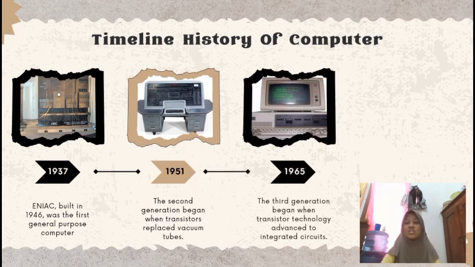And the third generation of computers is 1965. In 1965, third generation computers have a smaller size because they use integrated circuit components, so they save electricity usage. The operating process also runs faster and more precisely with a much larger memory capacity.